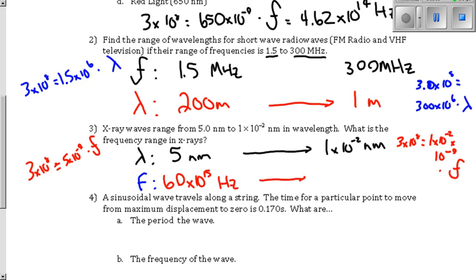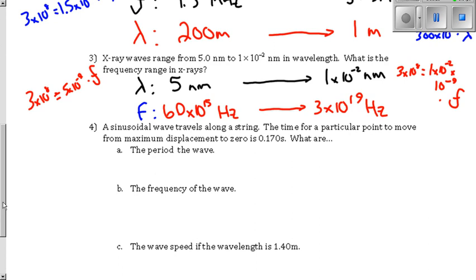And up here on the very other end, we end up getting 3 times 10 to the 19th hertz. Very, very high frequencies because these are very, very low wavelength objects. Okay, and remember, high frequencies is lots of energy.